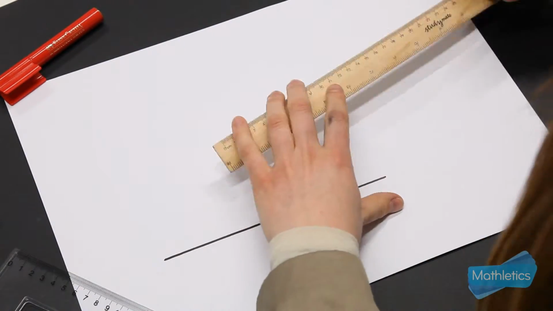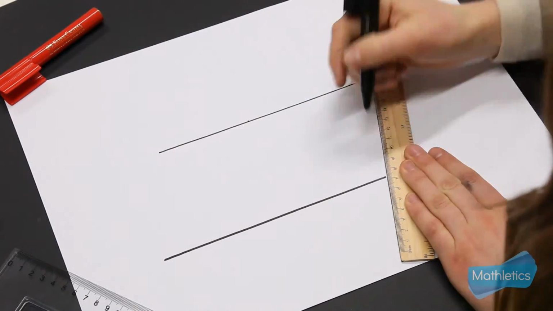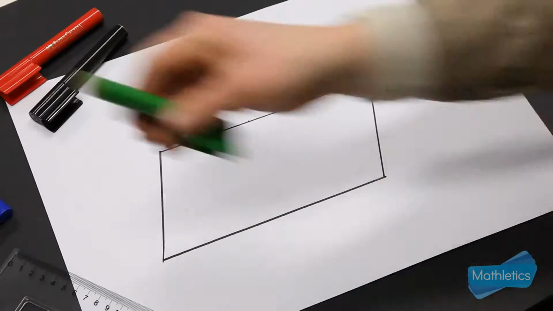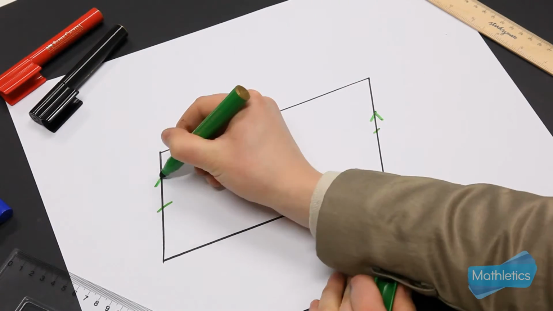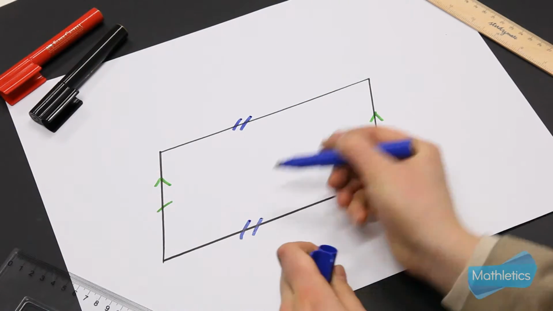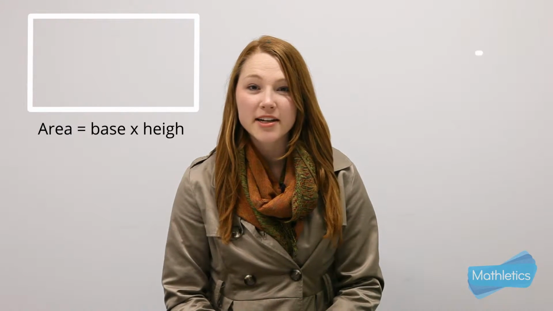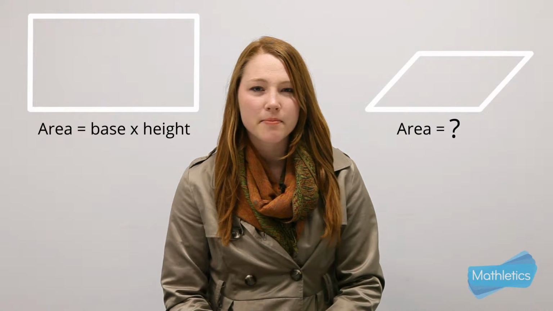Now let's look at another shape, a parallelogram. A parallelogram is a four-sided shape with two pairs of sides that are equal in length and parallel to each other. So these two sides are the same length and they're parallel, and these two sides are also the same length and are parallel to each other. Knowing that the area of a rectangle is base times height, how could we find the area of a parallelogram?